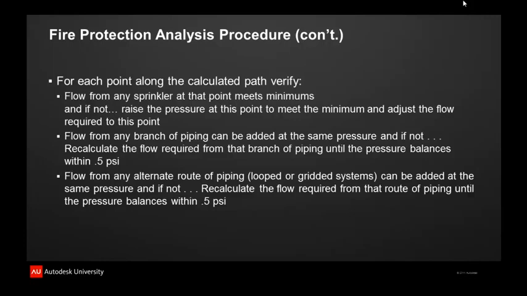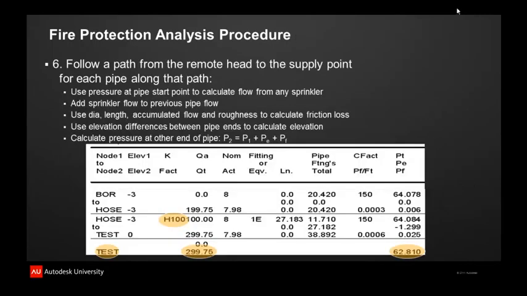Also, not required of this particular calculation, but one other consideration is that the flow from any alternate route of piping in a looped or gridded system can be added at the same pressure at any given point. But if they're not at the same, then you can recalculate by dividing the flow in an alternate manner so that the pressure is balanced within a half a pound. So on a looped or gridded system, that can get a little bit involved.